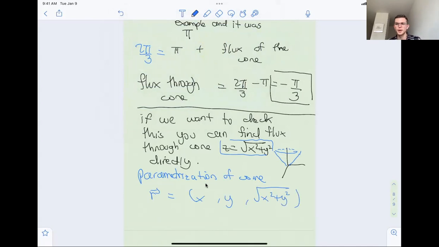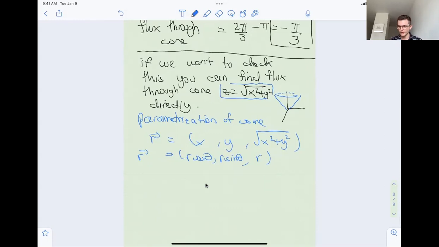That's one that works, but there's another one that also works. What's another one? In polar, you get r cosine of theta, r sine of theta, and then what do you get on the third entry? What should I put here? R. So this is another parametrization of the cone.